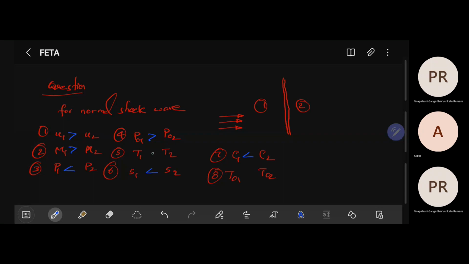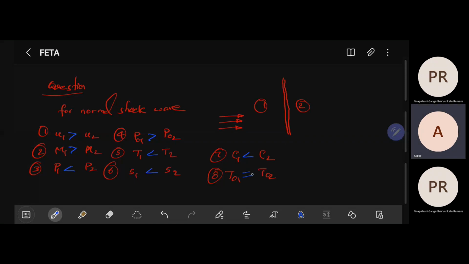Okay, then what about the stagnation temperature? Yes, the stagnation temperature does not change, sir, across a shock wave.